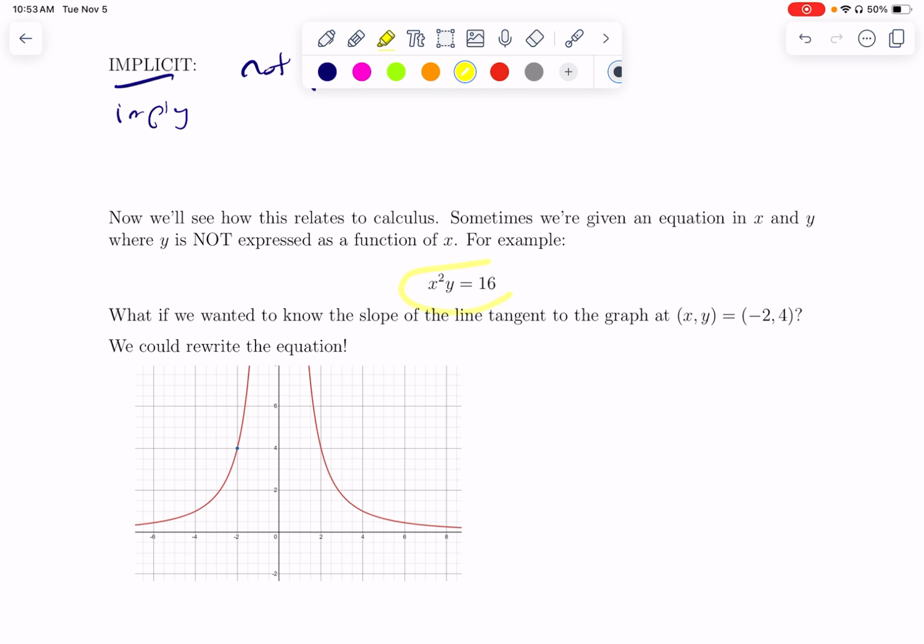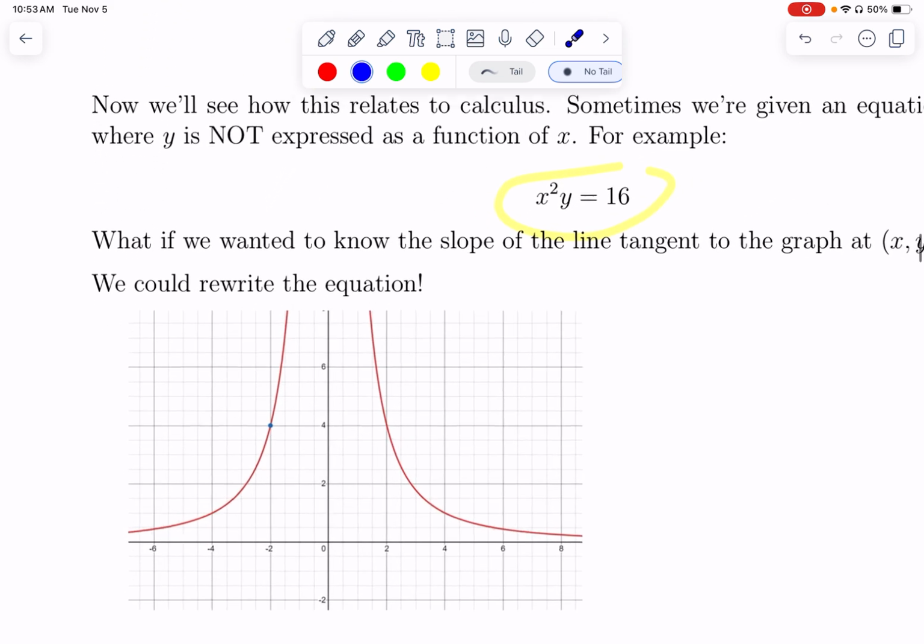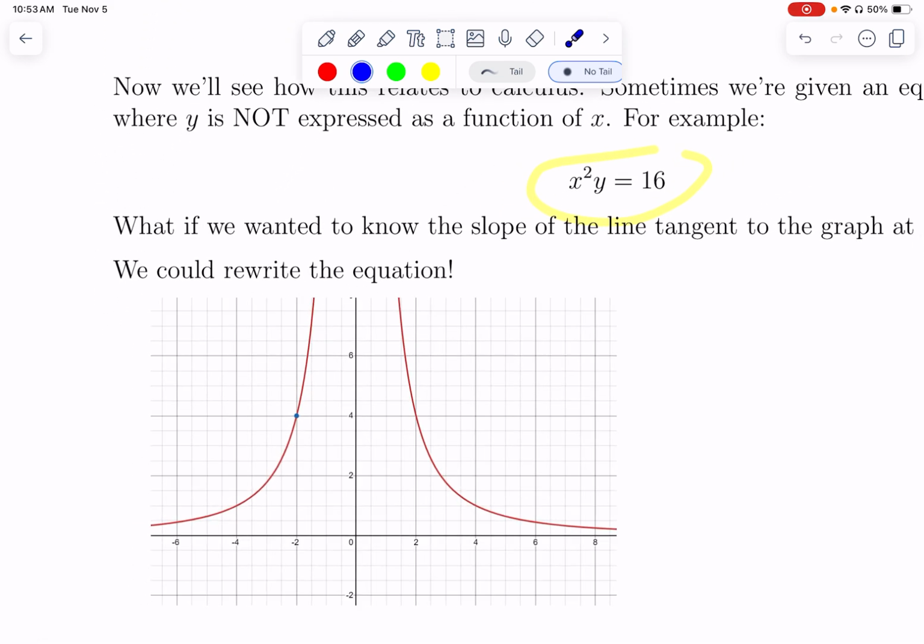So for example, if I had the equation x squared y equals 16, I could plug that into Desmos and it looks like so. Right, so every single point on this graph satisfies the equation x squared times y equals 16, but it's not really in the form y equals. But that's okay, right? If I just look at this graph, I can still ask calculus kind of questions. I could notice, for example, there's a point here at negative 2 comma 1. There's presumably a tangent line at that point.